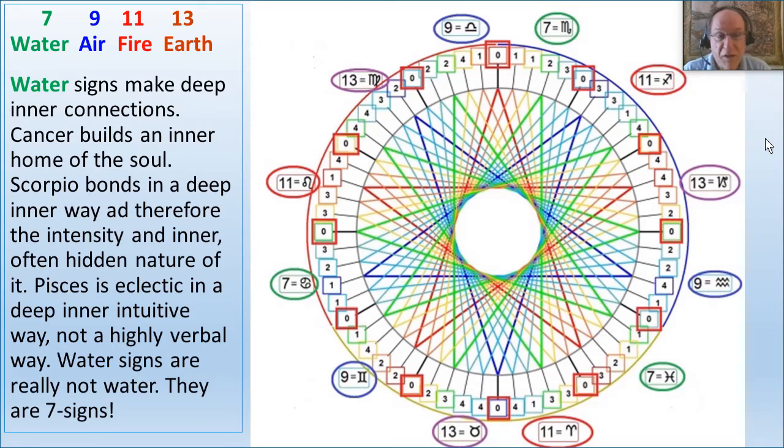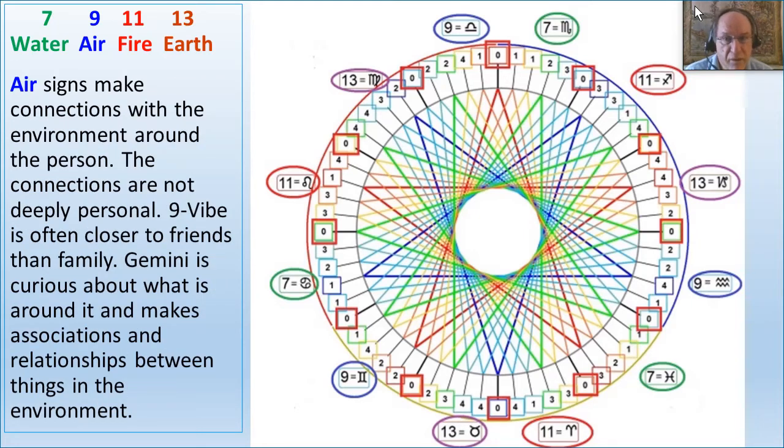Well, we're not going to change the language of astrology. We just have to really understand what it means. So up at the top, water is seven. Do you feel it? Do you get it? This can really help with your interpretations with your clients.